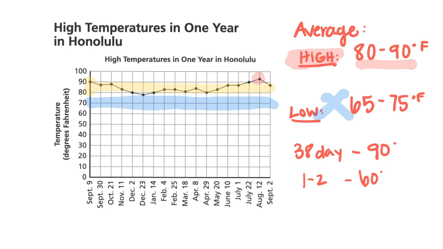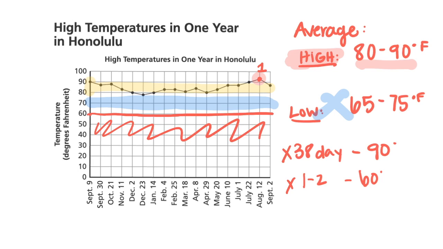It says 38 days out of the year has 90 degree or higher temperatures. Well, I only see one day that has a temperature that's above 90. So that one wouldn't make sense either. And 1 to 2 days have a temperature that is lower than 60 degrees. So I go to 60 degrees. Are there any that are lower? There's nothing down here, so that one is also not correct. So now thinking of that, which description do you think is being more honest to our travelers wanting to go to Hawaii?